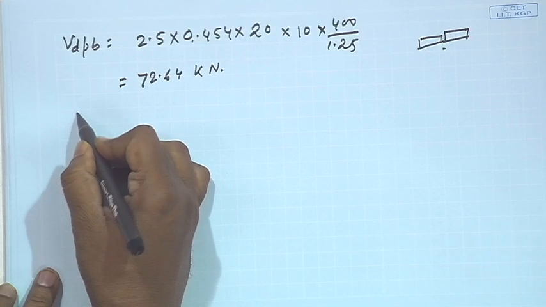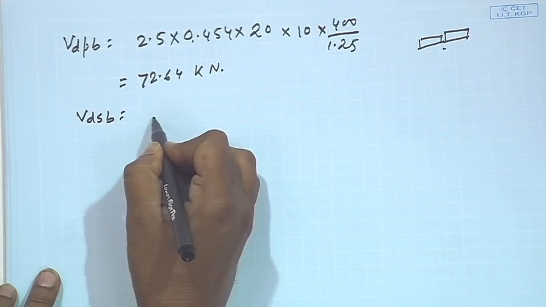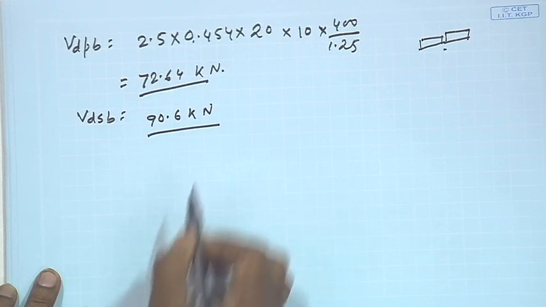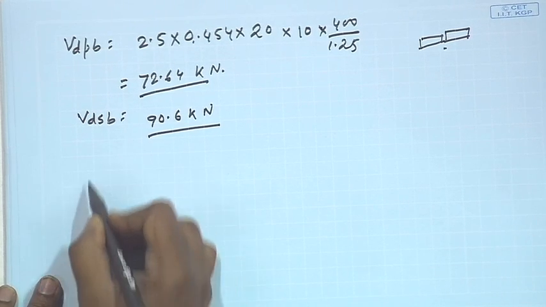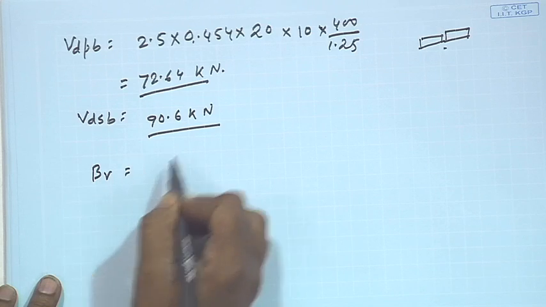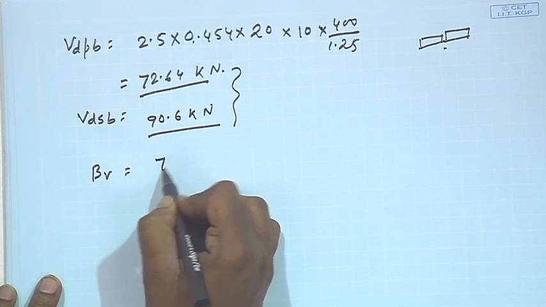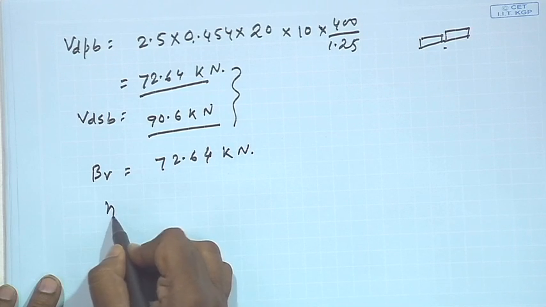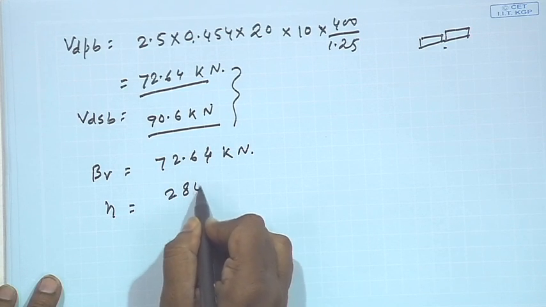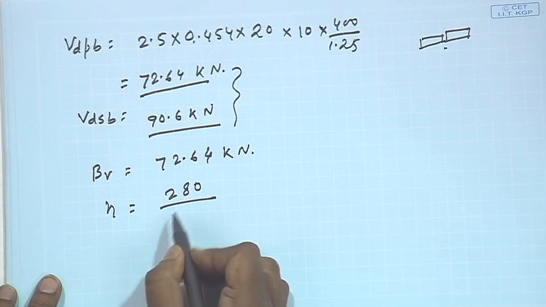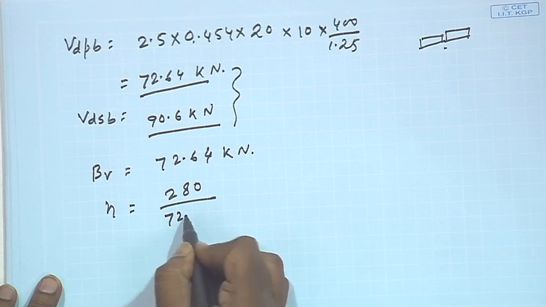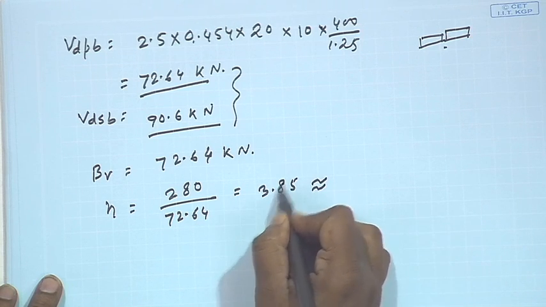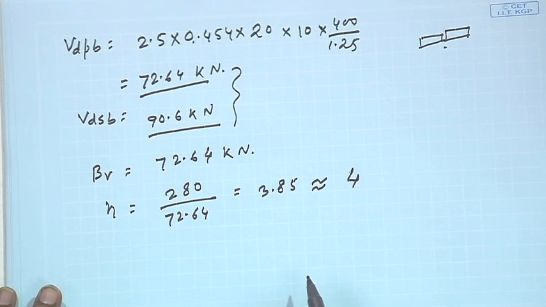So, in shearing we got VDSB as 90.6 kilonewton, and in bearing we get 72.64 kilonewton. So, the bolt value we can find out as the minimum of these two, 72.64 kilonewton. So, the number of bolts required we can find out: the tensile force was 280 kilonewton divided by 72.64. So, 3.85, that means 4 bolts are required.